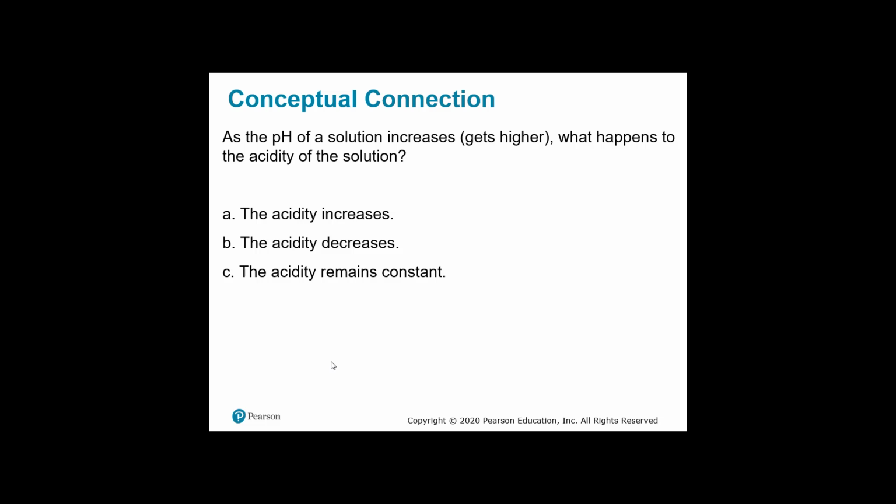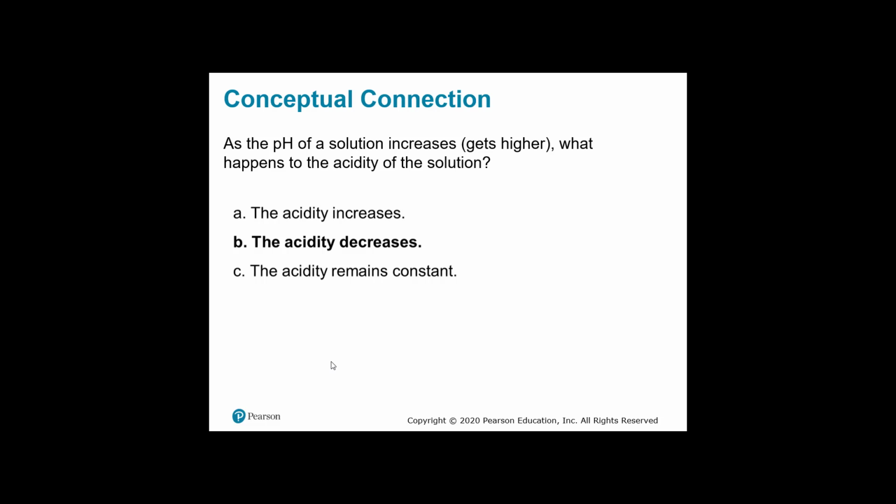So remember I said anything below 7 is acidic. As you get closer to 0, it's a stronger acid. If you go in the other direction towards 14, it's more basic. So the acidity decreases as the pH increases, because you're starting to get into the basic range of, let's say, 7.1 to 14. You want the number to be as low as possible if you want a strong acid.